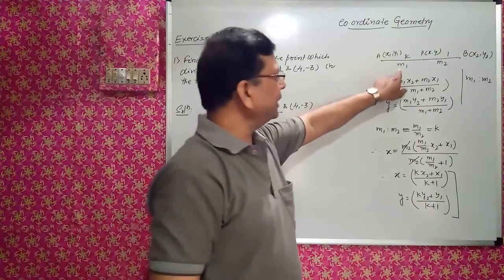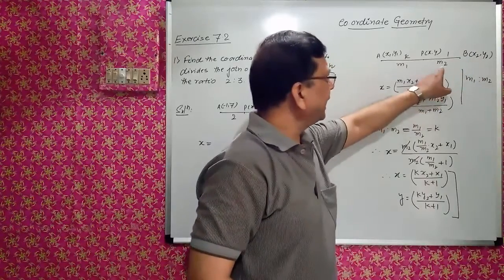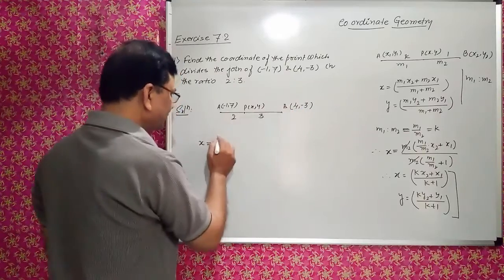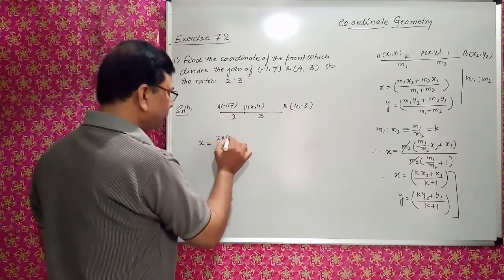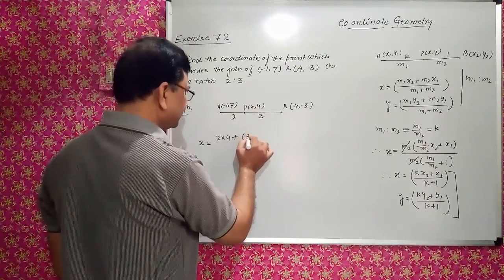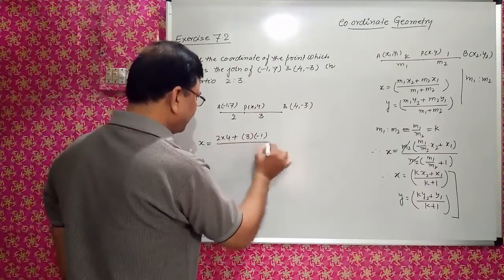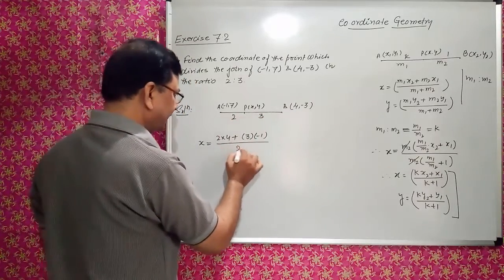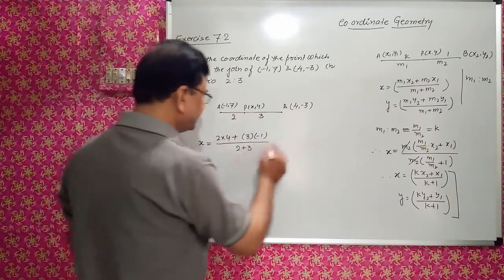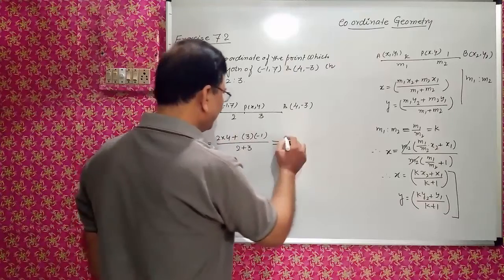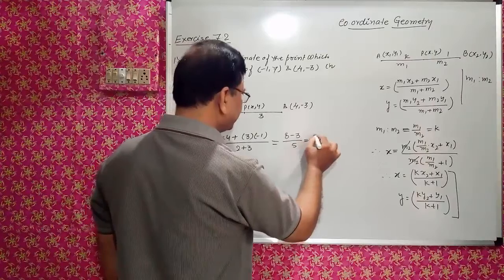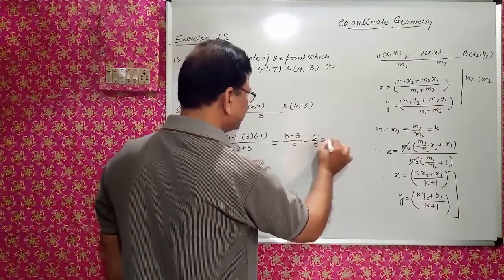Getting? Here m1 is multiplied by x2 and m2 is multiplied by x1. So 2 will be multiplied by 4. So we'll write 2 into 4 plus 3 multiplied by minus 1, that is 3 into minus 1, divided by 2 plus 3, according to that formula. Right? So if you simplify this, we will get 2 into 4, that is 8, 8 minus 3 upon 5, that is 5 by 5, that is equal to 1.